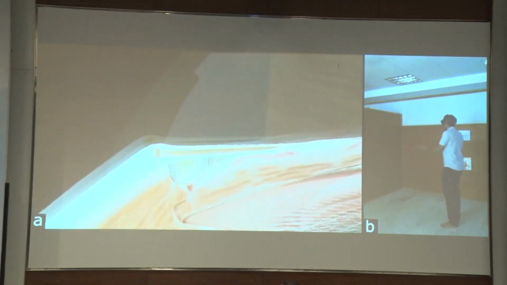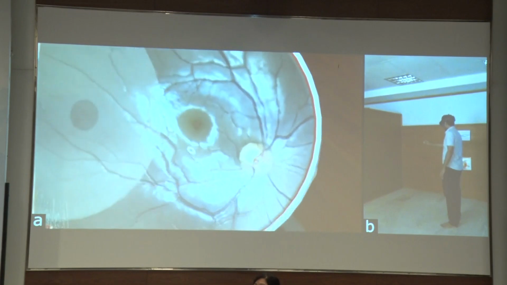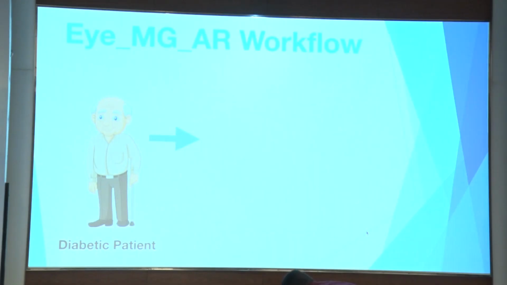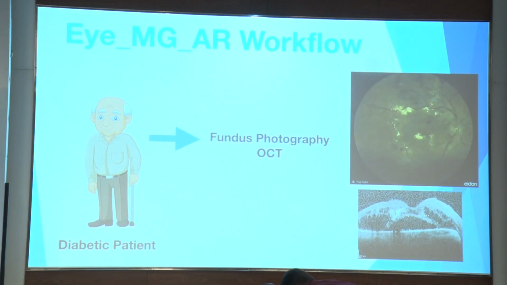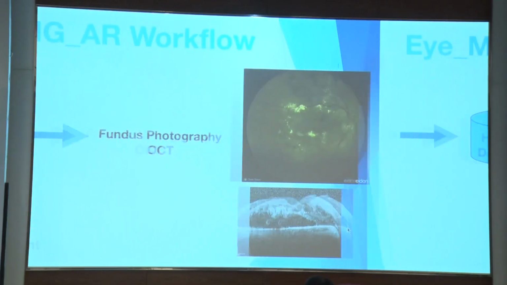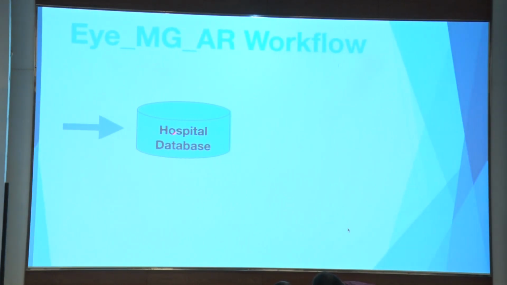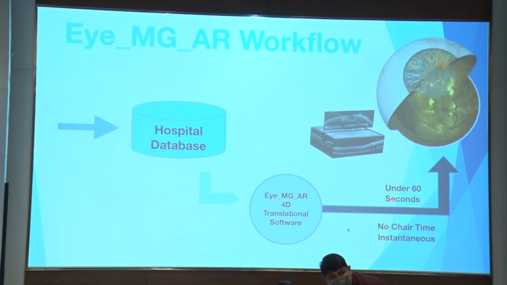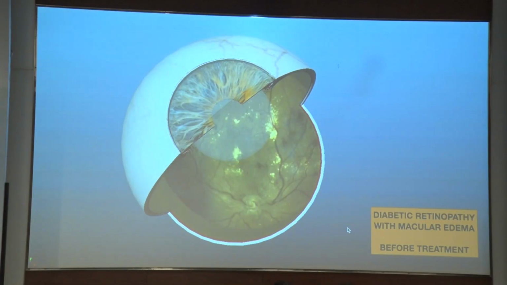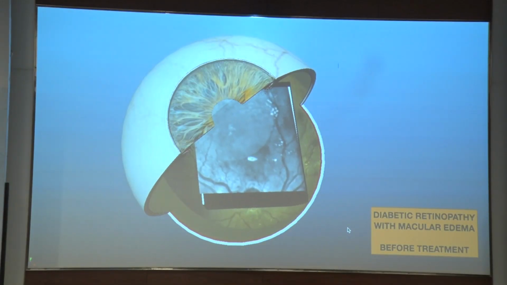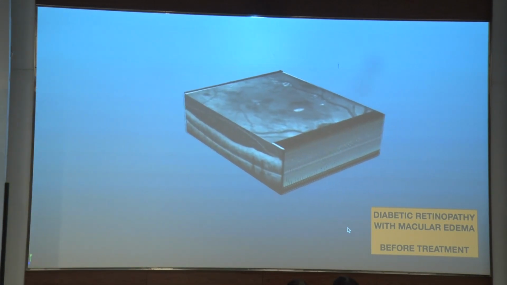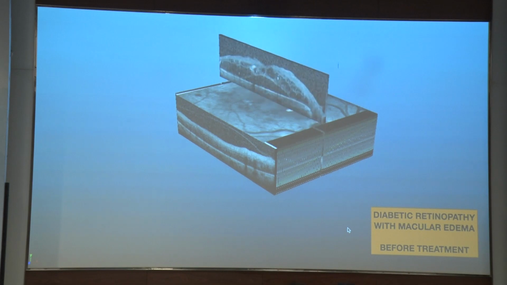All these are real-time patient images, unanimated, that we see in a fundus and can actually be examined, and the diagnosis can be made. And this is a workflow. For a diabetic patient who comes into the hospital, a fundus and an OCT is done and it enters the hospital database. Our software intercepts it and translates it in under 60 seconds; it makes the hologram. And now, for diabetic retinopathy with macular edema before treatment, you can choose the OCT slices from the same fundus plane, and we can see and also counsel the patient. It is not only a diagnostic tool, but also a counseling tool.